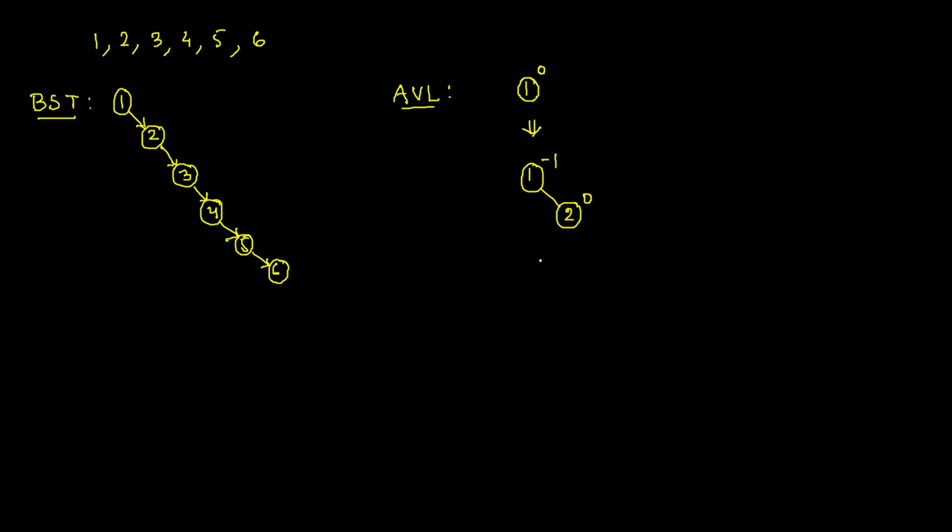Similarly, if we put 3, the tree will be 1, then 2, then 3. The balance factor is 0 for 3, then 0 minus 1, that is minus 1, for 2, and 0 minus 2, that is minus 2, for 1. So here we can see the balance factor is violated on this side. As soon as the balance factor is violated, we have to rectify that first, and then we can proceed to insert the other key values.